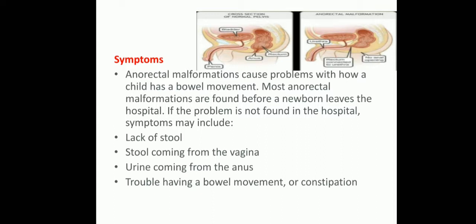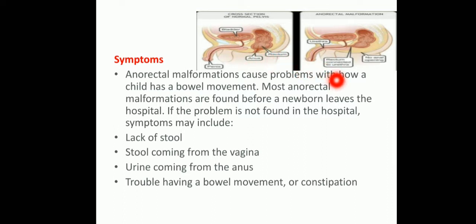Okay, look at this picture. This is the normal image of the baby. Here this is the large intestine. Here this is called the rectum. This is called the anus. The opening part of the lower part of the large intestine is called the anus. Above that part is called the rectum.